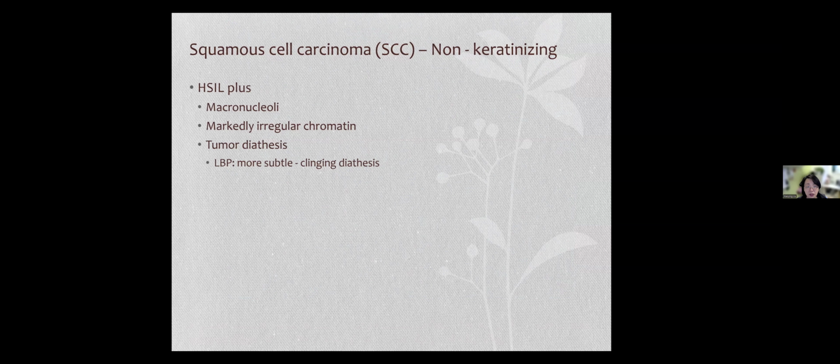The last entity I'm going to go over is squamous cell carcinoma. First, the non-keratinized type. Normally you have very large macronucleoli, nuclear enlargement, and very irregular chromatin, and you always see tumor diathesis. In liquid-based preparations, one thing I want to say is that it's sometimes subtle. It's called clinging diathesis, so you have to look closely. In those 2 pictures, you can see immediately that the macronucleoli are just staring at you, and you have high NC ratio, irregular nuclear contour, and nuclear enlargement.